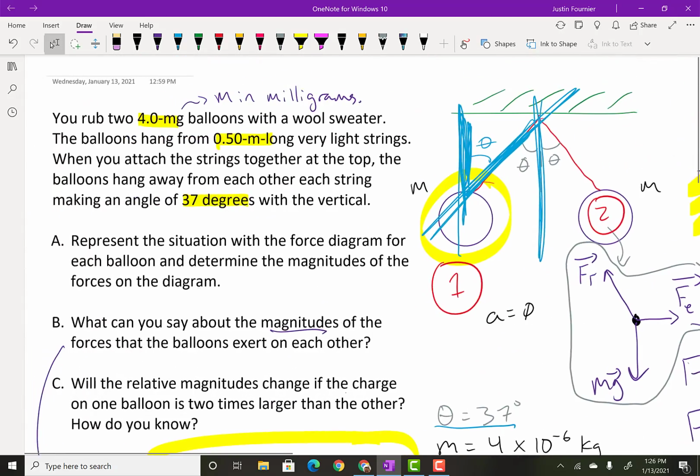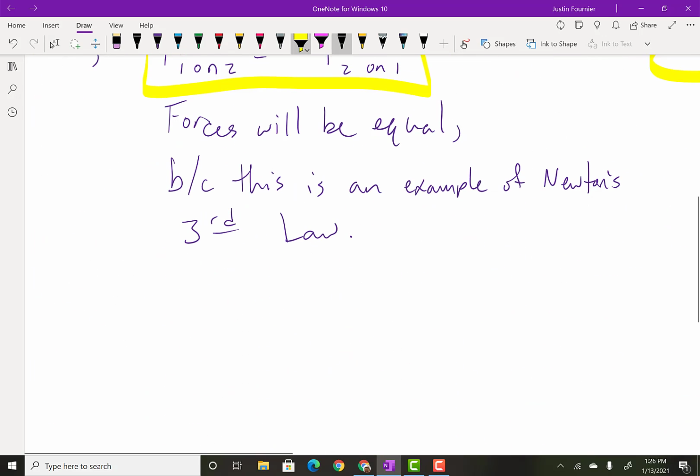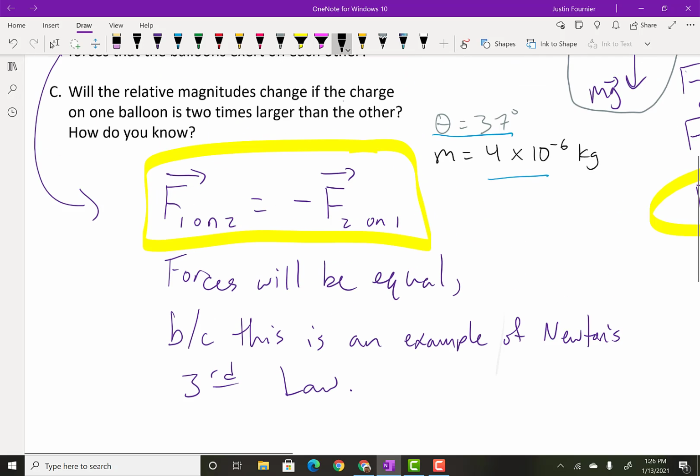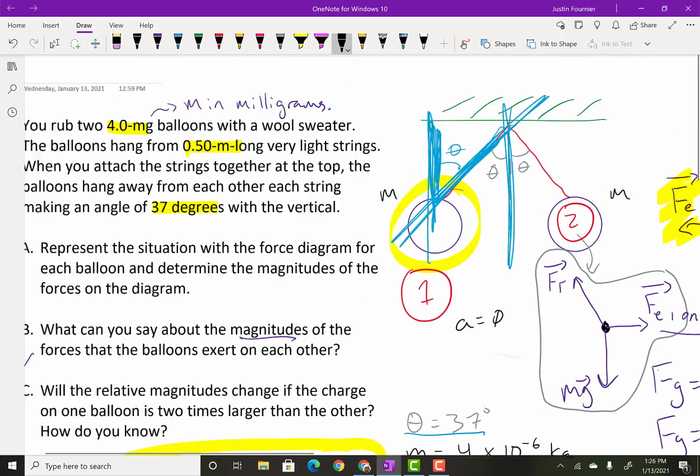So yeah, that's one justification of it. You're going to see another justification once you guys do Coulomb's law, and you'll see another reason for why those forces will end up being equal despite which object has the greater charge.